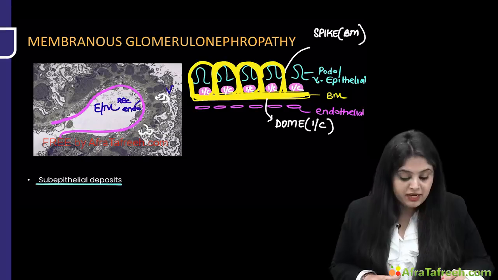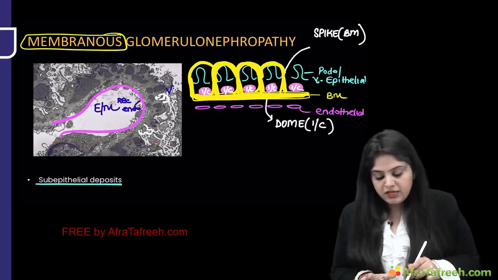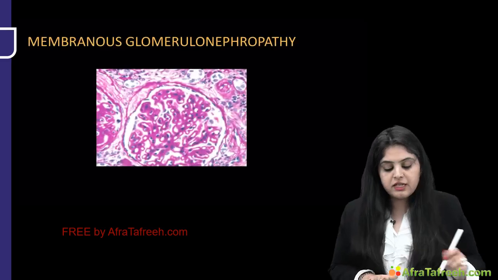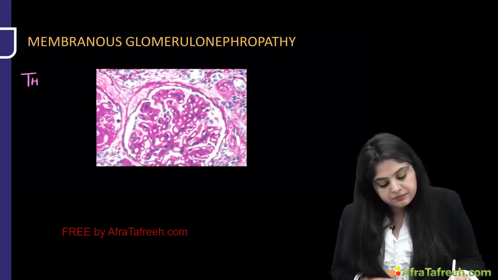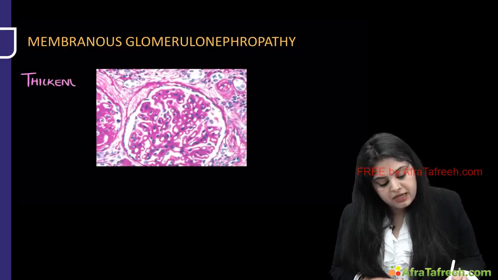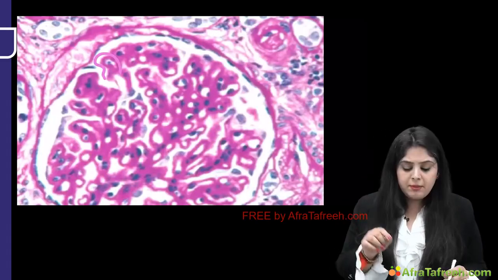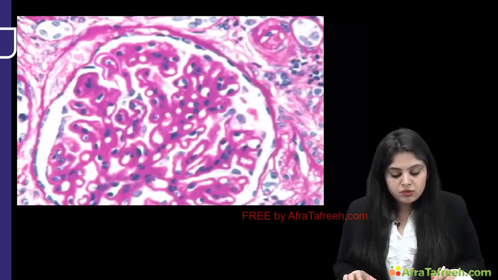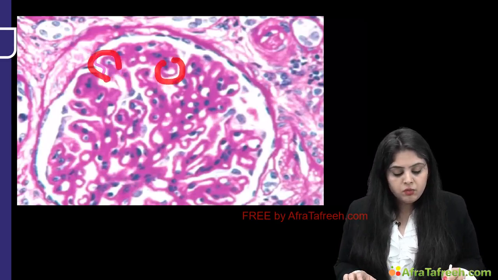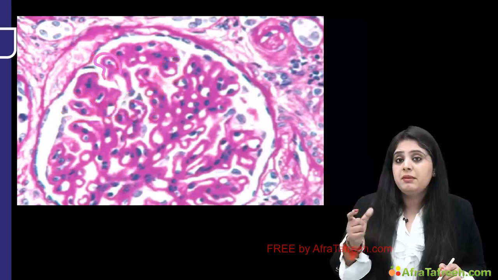So now you understand why did I start the story as thickened basement membrane. Now I can explain everything to you. So the first thing that I show you in membranous glomerulonephropathy is a thickened basement membrane. I show that to you from the usual light microscopy. Look at the basement membrane. Earlier I used to draw such thin capillaries. Now look what has happened. The basement membrane is showing me such a thick capillary loop. It's showing me such a thick capillary loop because the basement membrane is thickened.